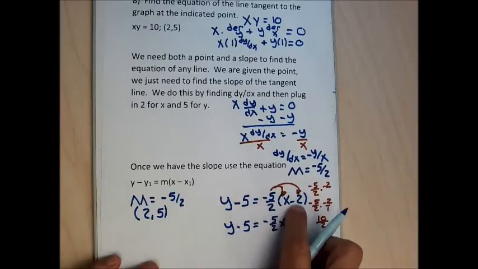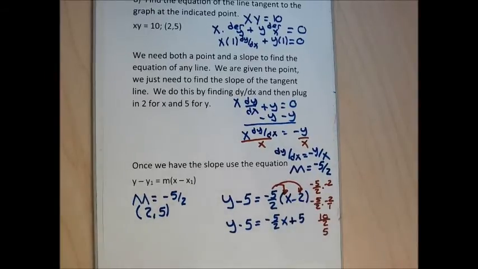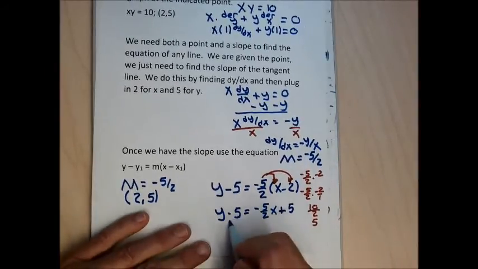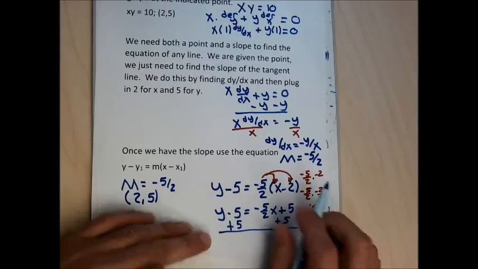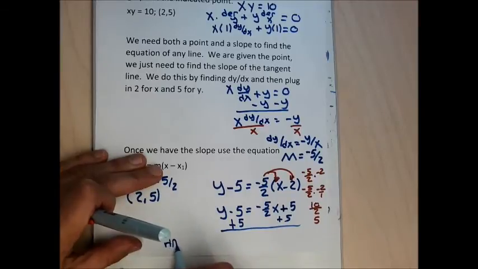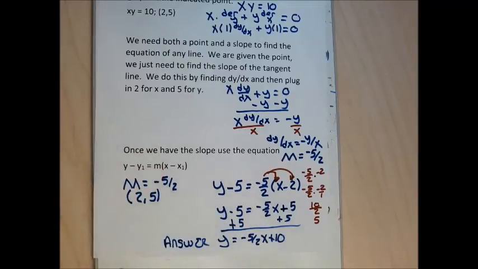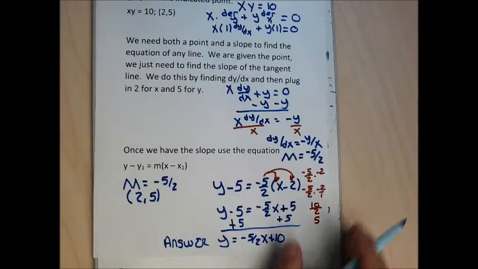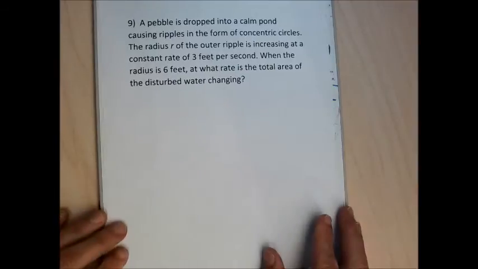It's a positive because the two negatives cancel out to be a positive, and these two cancel and you get a positive 5. To finish up this question, I'm just going to add 5 to both sides. And my answer to question 8 is going to be y equals negative 5 halves x plus 10. All right, 2 more questions to do. So we have 2 problems left to do.